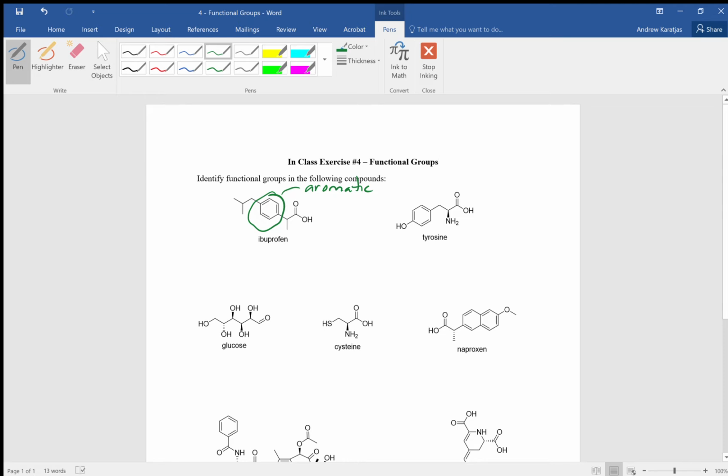In fact, we're going to work on these top five simultaneously. Do you see any other aromatics? So again, remember, right now we're calling an aromatic ring a six-membered ring that contains only carbon with alternating single and double bonds. And we see one here in tyrosine as well as in naproxen.